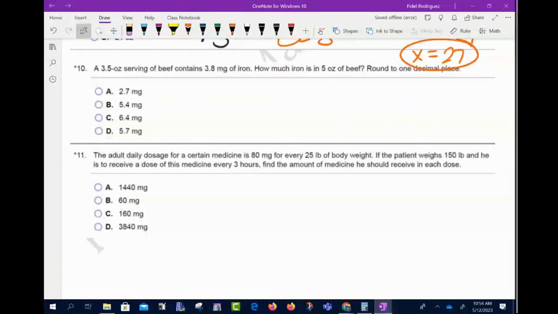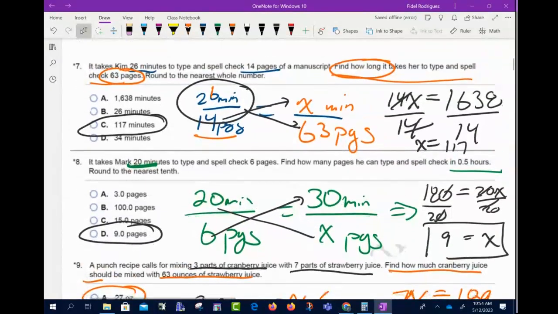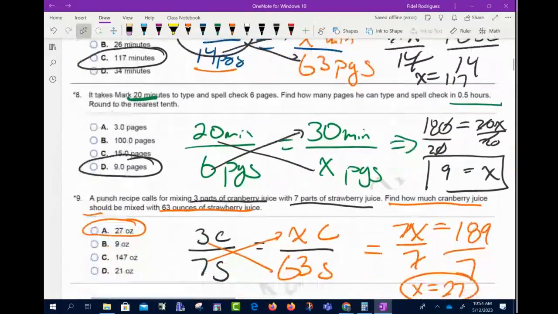Yes, ma'am. Of course. So 7 should have been 117, and 8 should have been 9. You're welcome.